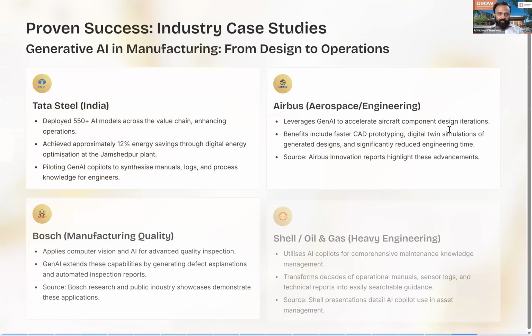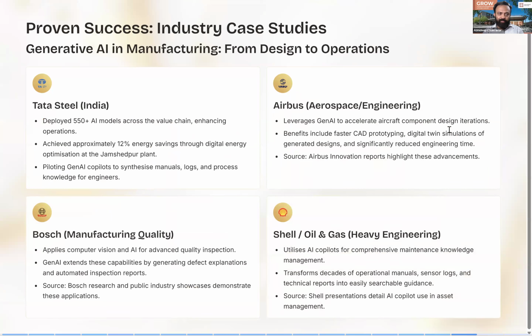And there are some industry use cases where people have implemented it: Tata Steel, Airbus, Bosch, Cell. They have done these implementations, and they have optimized a lot of things in various cases. These are the cases for Tata Steel and Airbus. Airbus is doing it with CAD. They're using CAD, so they are prototyping fast digital twin simulations.